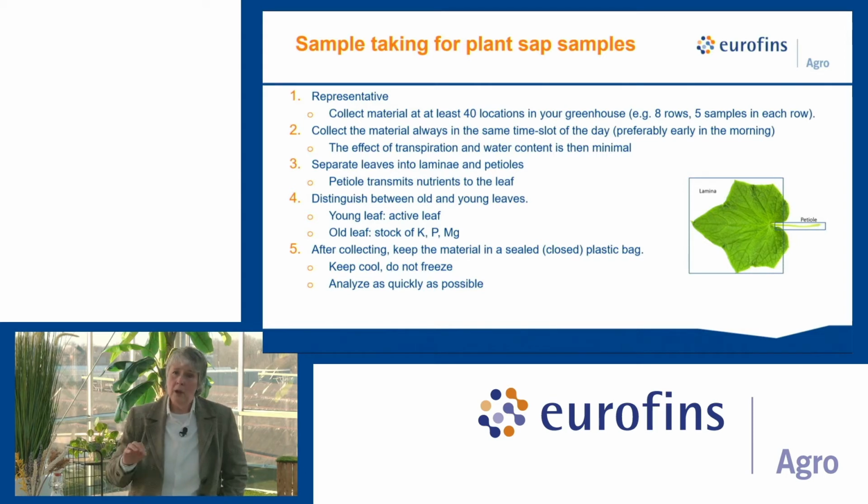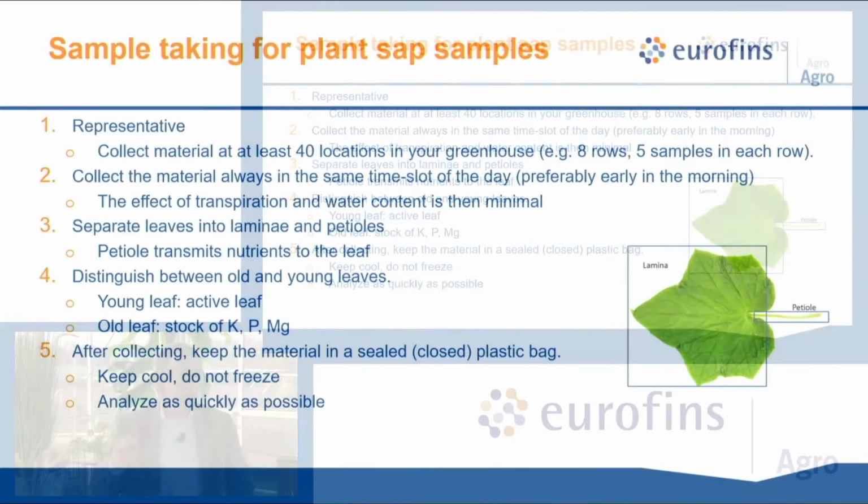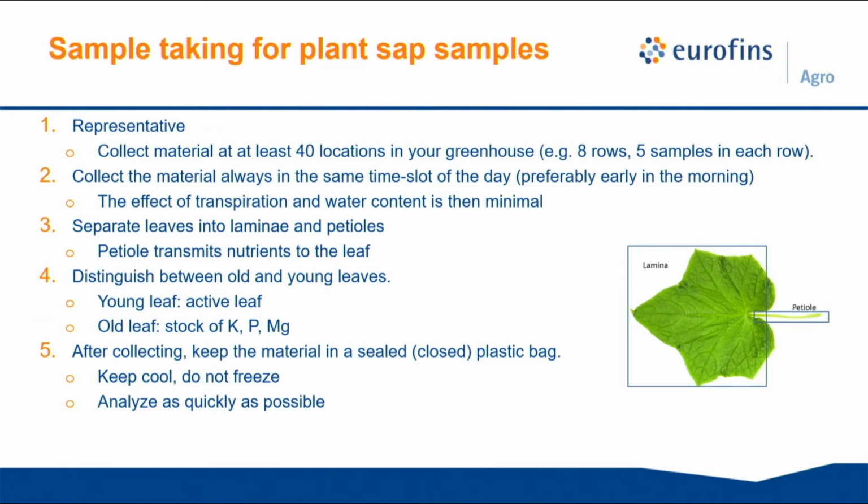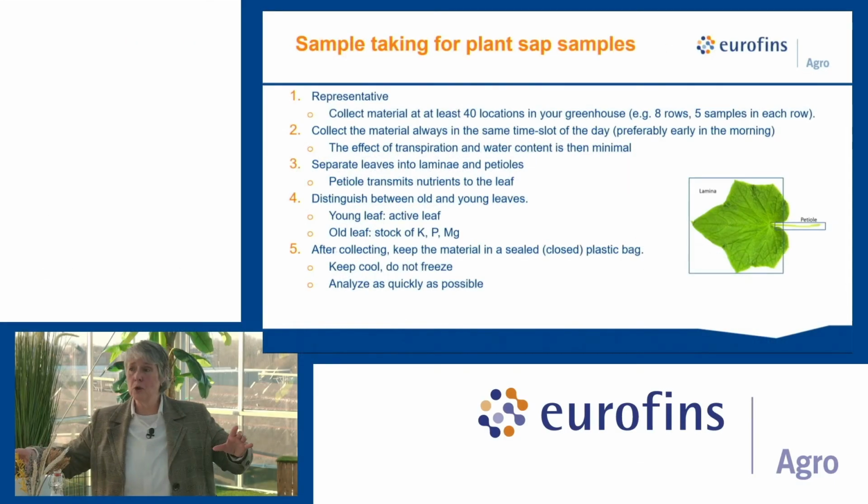So if you want to do a plant sap analysis, you've got to make sure that the sample taking is done correctly. First of all, you've got to think about what you want to know. Do you want to know for your whole area what the nutrient uptake is? For that, you need to take a representative sample. So you collect material from at least 40 different locations in the greenhouse, so you for sure have a representative sample. If you have an area in the greenhouse where it's growing badly and where it's growing very well, and you want to compare those two, make sure that you take enough samples from each of them so you can compare.